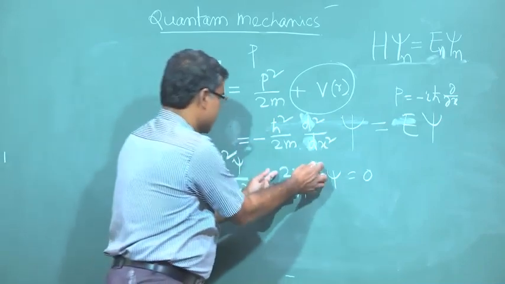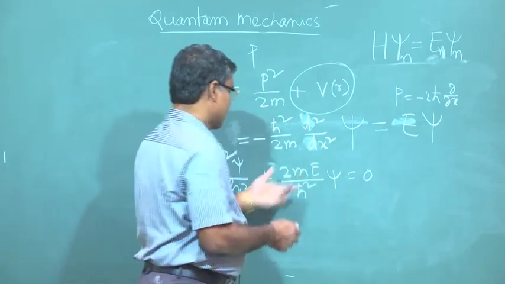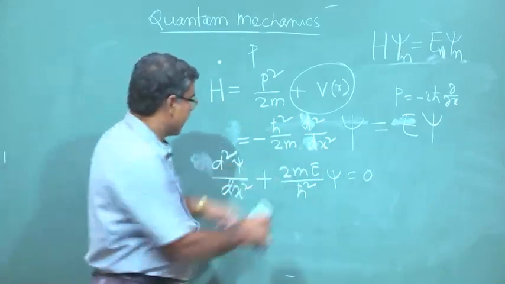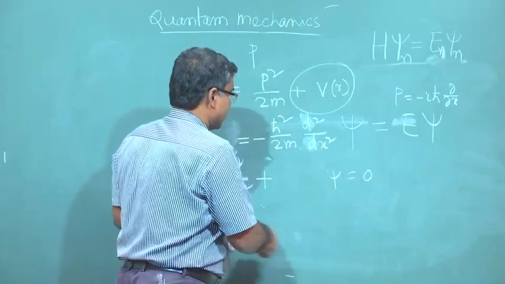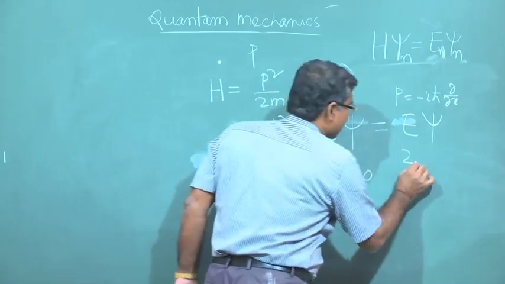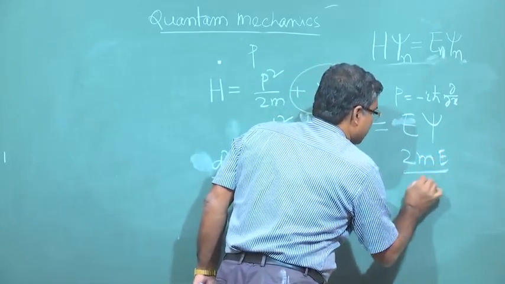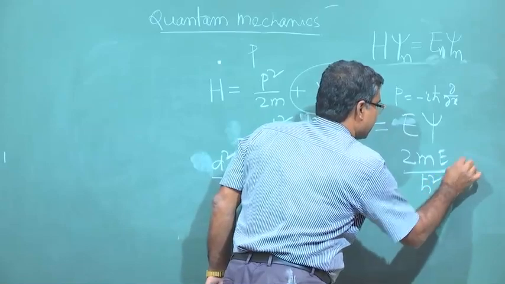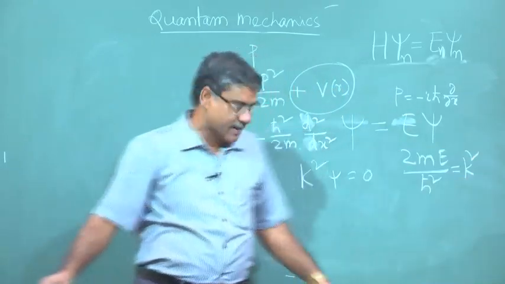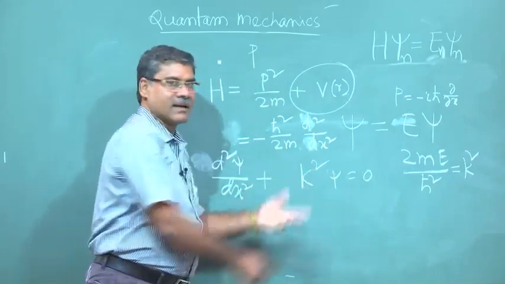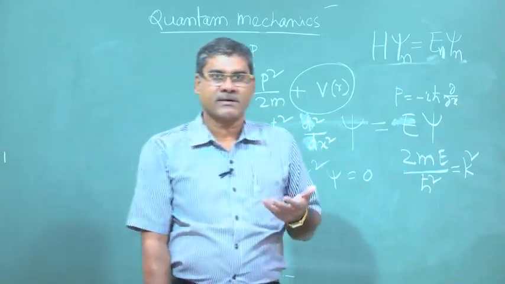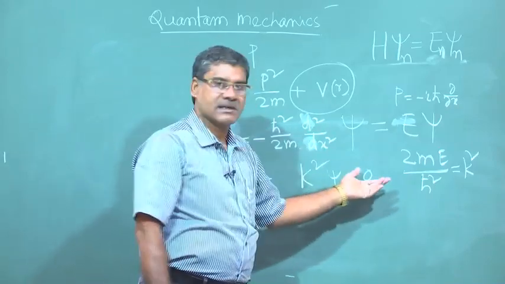So this I can write as some constant, 2mE by h cross square. So let us say some k square constant, 2mE by h cross square equal to some constant I am writing, so k square. So this is your equation. This you know, second order differential equation. Second order differential equation is a homogeneous equation.